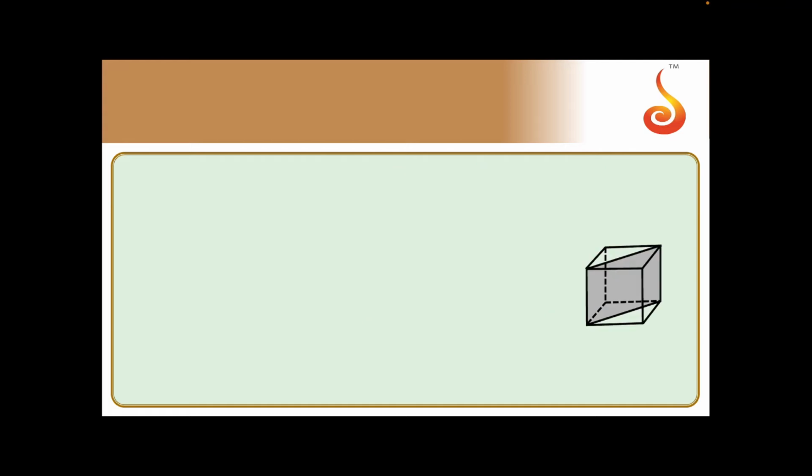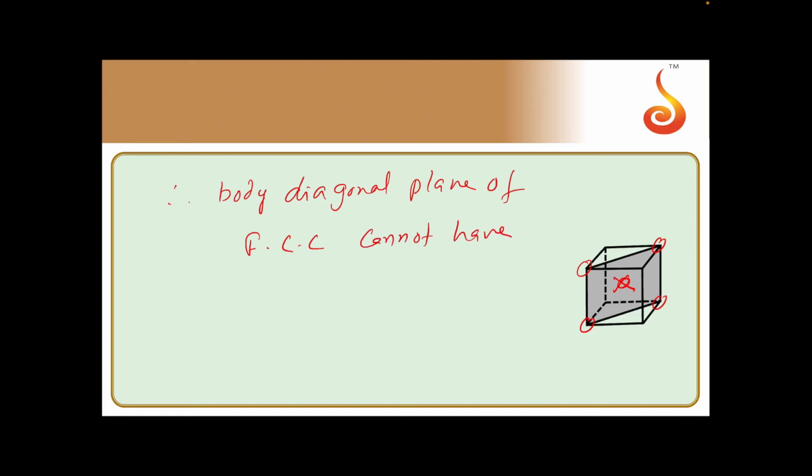Now when you take the body diagonal plane of FCC, FCC means corners you have and face centers. We don't have anything in the body center. This is not there. Therefore, the body diagonal plane of FCC cannot have a structure like this. The plane cannot have it like this. Not possible. This structure is not possible for the body diagonal plane.